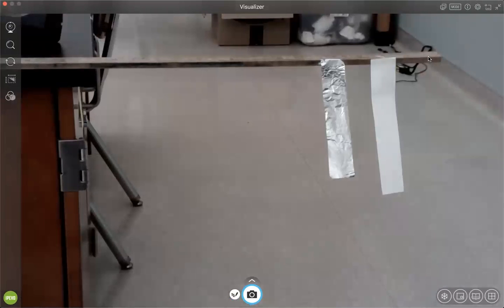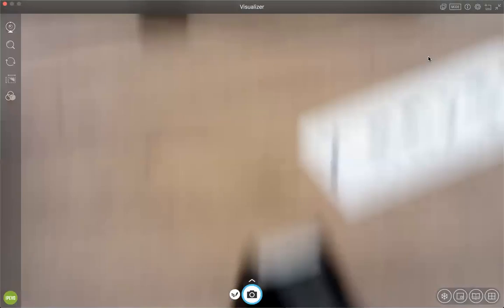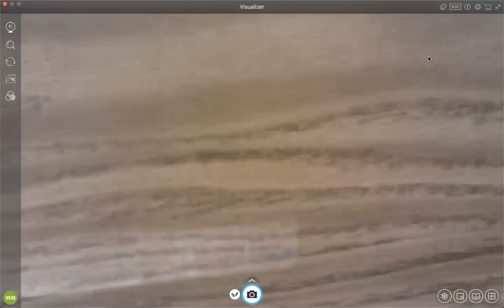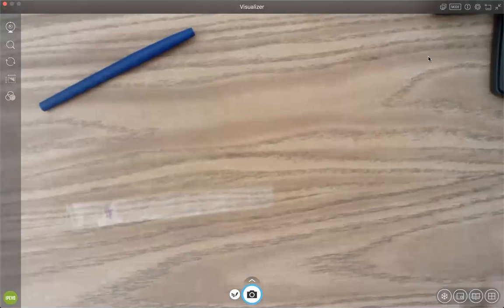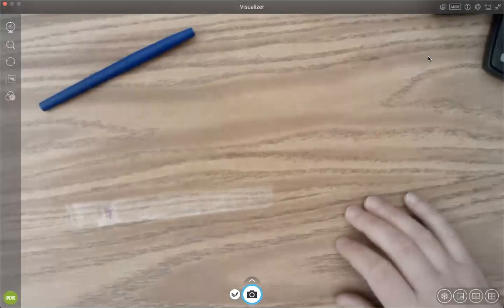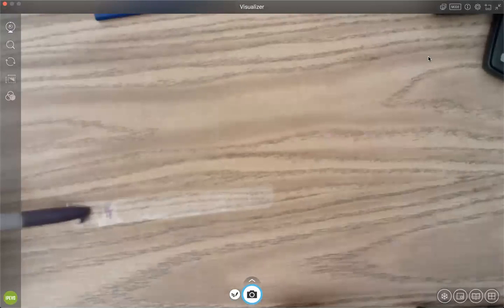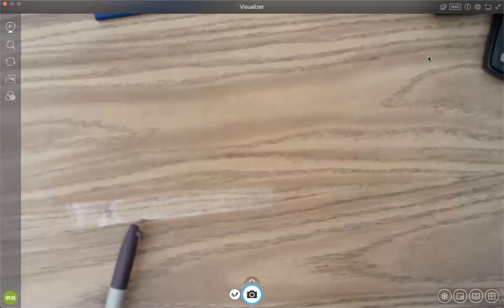What we have here, you can see a foil on the left and a paper on the right. I'm going to move my camera. So what I have here is a base tape I have created. On top of the base are two separate pieces of tape that I have labeled with a B and a T. I'm going to do the same thing with another set of tape.